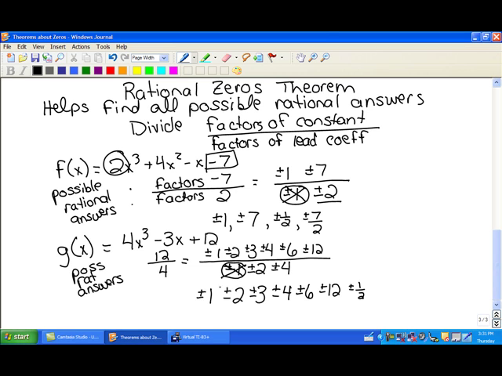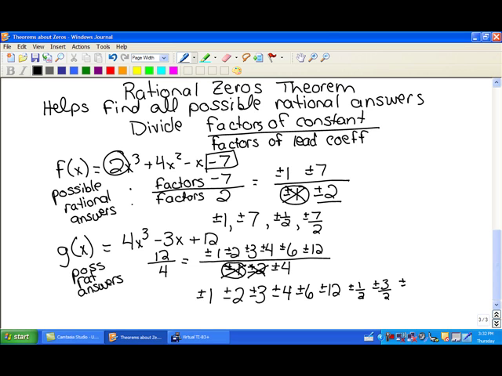2 divided by 2 is 1. We don't need to rewrite it. It's already on our list. 3 divided by 2 is plus or minus 3/2. 4 divided by 2 is 2. It's already on our list. 6 divided by 2 is 3, which is already on our list. And 12 divided by 2 is 6, which is already on our list. We finish with the 2, and we go to the 4.